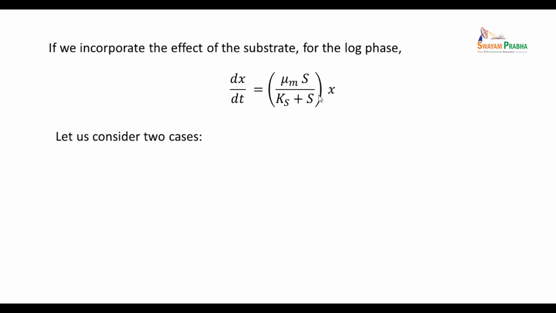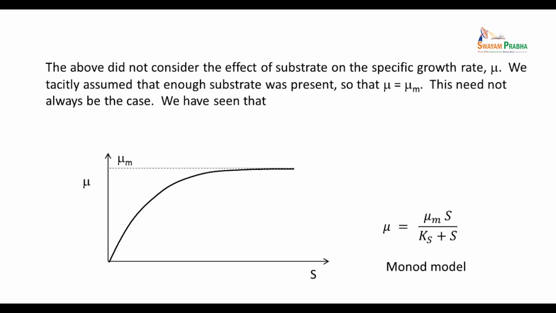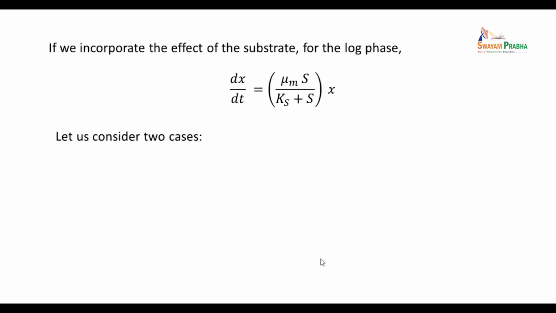Now, let us consider two cases for ease of analysis. The first case is that the substrate concentration is much greater than the Ks value. Recall this: Ks is the substrate concentration at which we got half maximal growth rate. What we are saying is that we are somewhere here where the substrate concentration is much higher than Ks. That is the condition that we are looking at first. If that is the case, then Ks plus S is approximately equal to S. I will tell you how this happens mathematically.